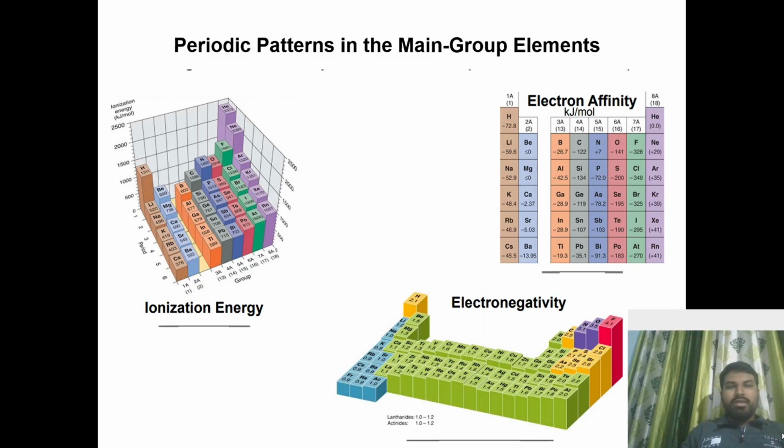Our new topic is periodic patterns in main group elements. Now, what are periodic patterns? These are the ionization energy, electronegativity, and electron affinity. What are main group elements? The s and p block elements are known as main group elements, and these are the ionization energy of these main group elements. These are electron affinity of main group elements, and this is electronegativity of main group elements.